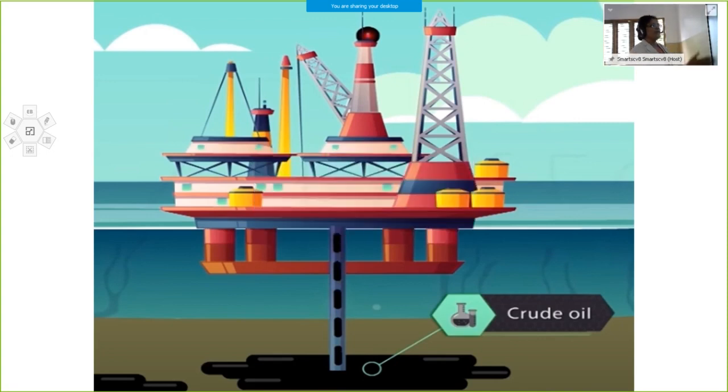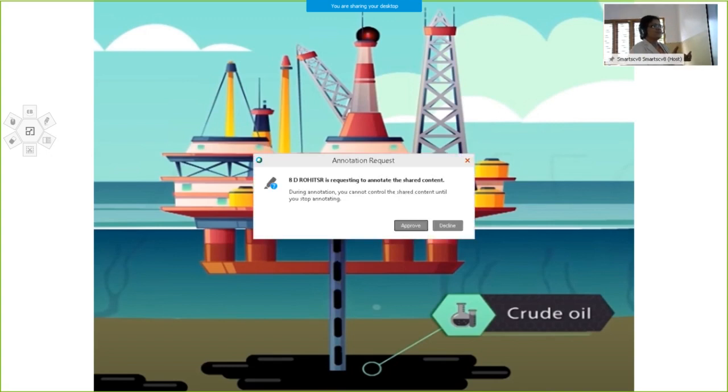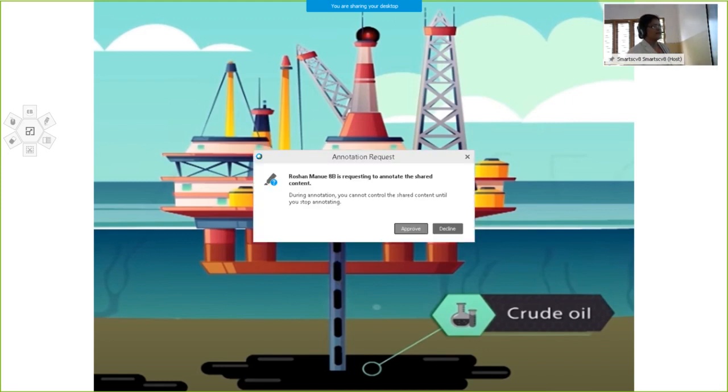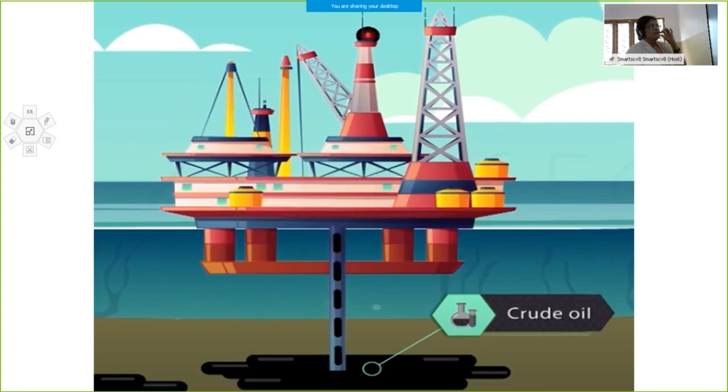So this is the picture of an oil rig. This is an apparatus or a device which is used to extract oil deep under the ground. The crude oil which is found deep under the earth's crust can be obtained with the help of this oil rig. What you see down there is a drill.